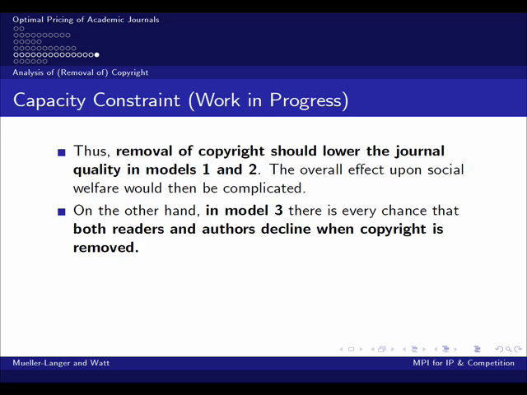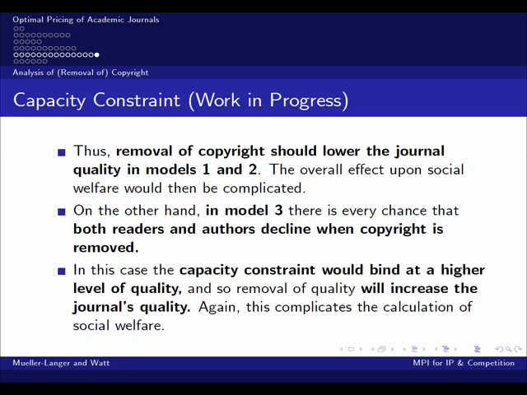And then, on the other hand, having in mind that the removal of copyright decreases the number of authors and decreases the number of readers in model 3, in this case the capacity constraint would bind at a higher level. So, whereas in our model without capacity constraint we have a strictly negative effect of a removal of copyright on total welfare, if we introduce the capacity constraint, then we would have a positive effect going in the opposite direction. And then we don't know yet what the net effects of a removal of copyright on total welfare are. It's work in progress, but this is the intuition behind this capacity constraint.